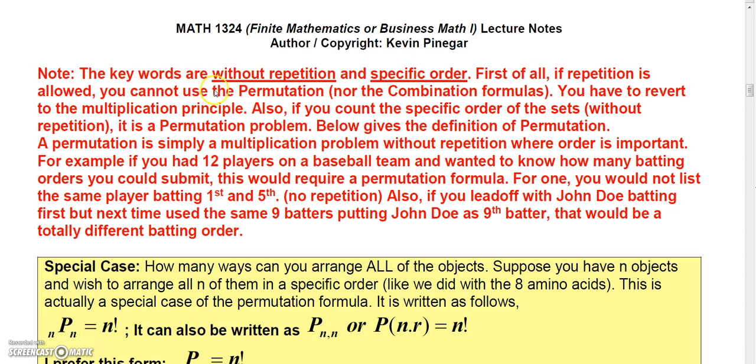This right here is just emphasizing that without repetition and specific order are important. So again, if repetition is allowed, you cannot use these formulas in this section. You have to use the multiplication principle. And also, if the order is not relevant, in other words, if you just want to know how many subsets there are of something, then you'll use combination formulas and not permutation formulas. You can pause the video and read the rest of this paragraph if you want.